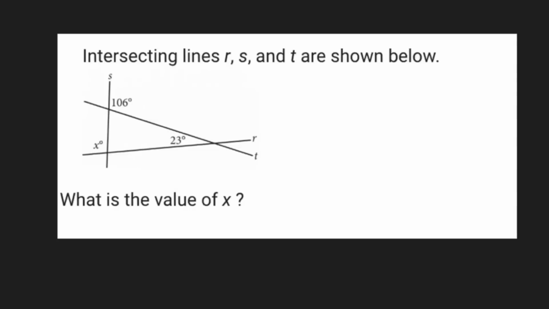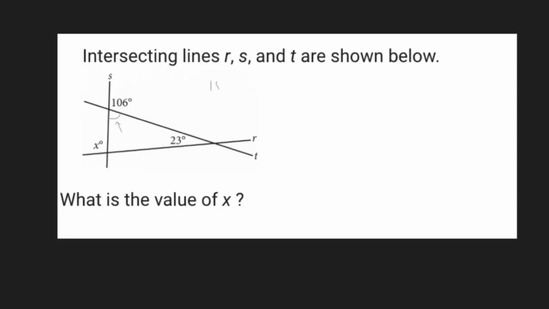Intersecting lines R, S, and T are shown below. What is the value of X? Well, they give us two angle measures. We have this 106 degrees out here and 23 degrees out here. So the first thing you want to take note of is supplementary angles. Because this 106 degree angle is on this line S, this missing angle here, which actually represents this triangle, that is going to mean that 180 degrees minus 106 degrees is going to be equal to this missing angle.